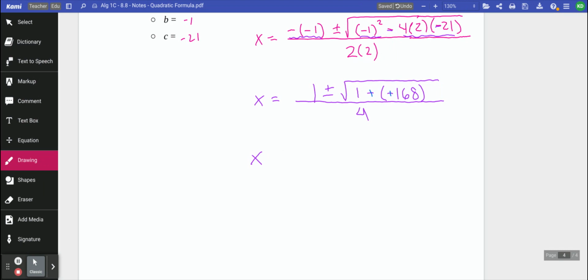Whoops, what did I do? Hang on. So that was 4, and I don't know why it zoomed out here.